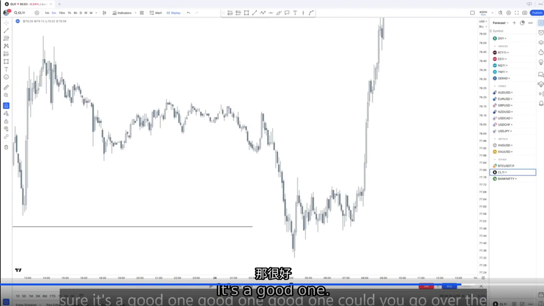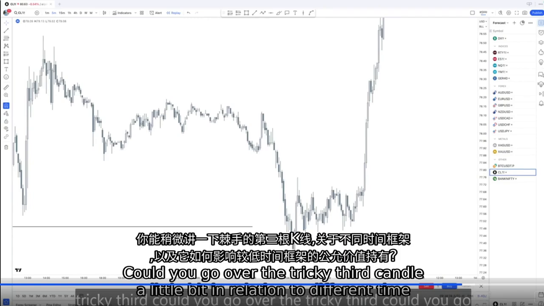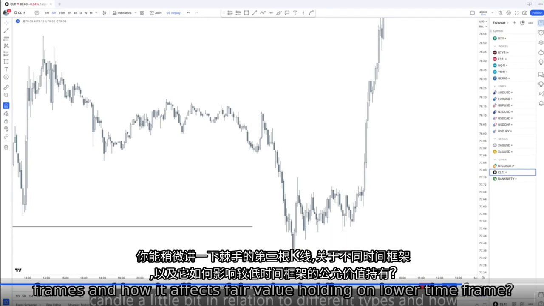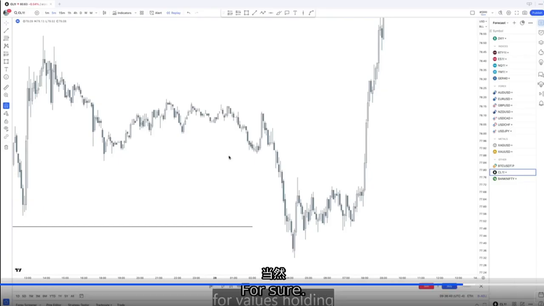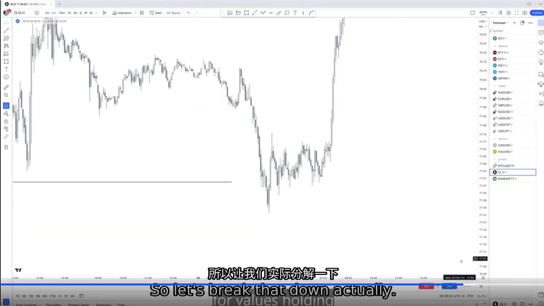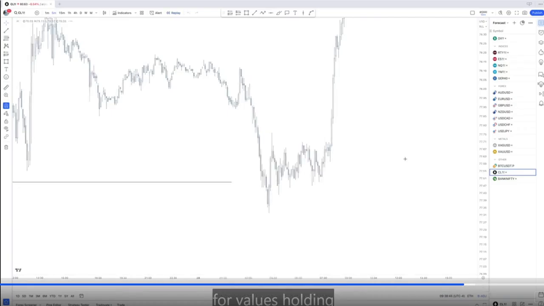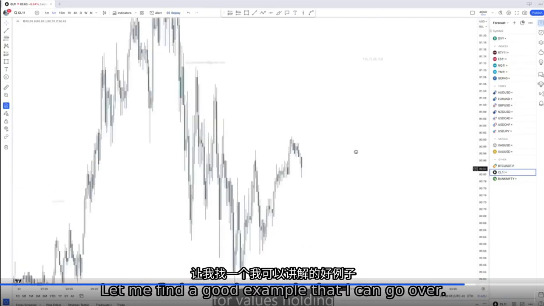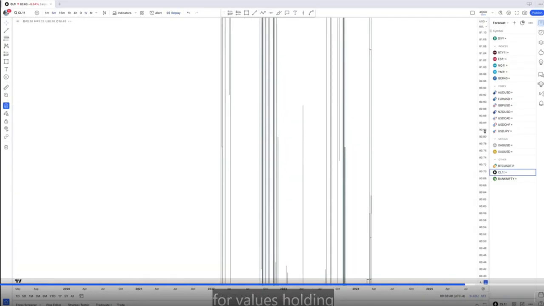It's a good one. Could you go over the tricky third candle a little bit in relation to different time frames and how it affects fair values holding on lower time frame? For sure. So let's break that down actually. Let me find a good example that I can go over. Let's see.